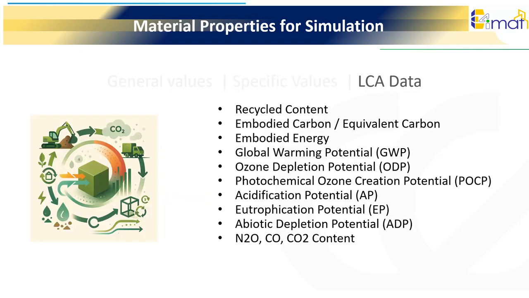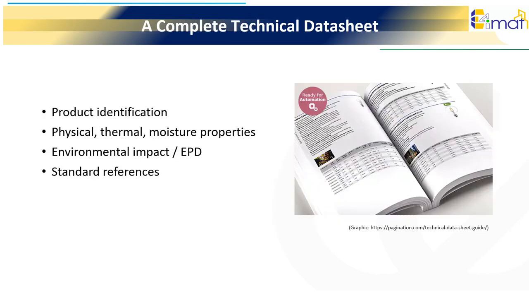The third group contains life cycle assessment data, which help evaluate the environmental impact of materials. Key parameters include recycled content, embodied carbon and energy, and various impact potentials such as global warming, ozone depletion, photochemical ozone creation, acidification, eutrophication, and resource depletion. Additionally, the emissions of gases like N2O, CO, and CO2 are recorded. Together, these LCA values allow us to assess the sustainability performance of materials in a BIM model and support greener building design. Having a complete set of these properties allows for reliable energy modeling and environmental assessment.